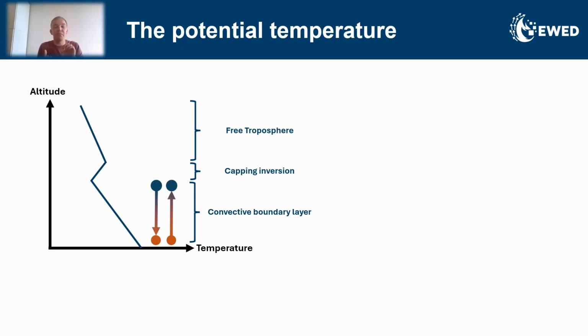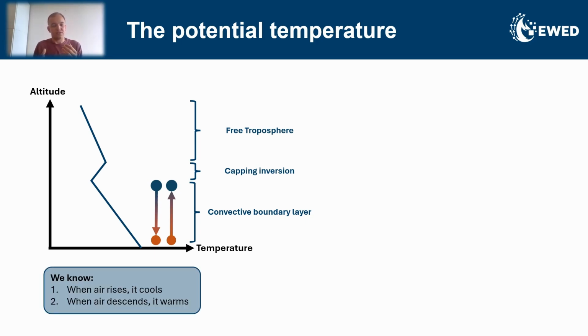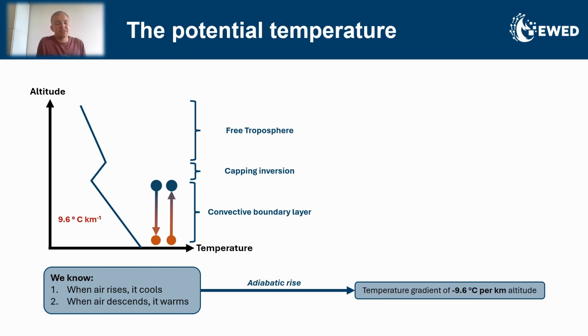Here we have this constant mixing of warm air parcels that move upwards, while colder air parcels move downwards. And we know that in this convective boundary layer, when these air parcels rise, they cool down, and when they descend, they warm. If we only consider these two processes, then that is what we call adiabatic rise of parcels. That is generally what we assume is true for the convective boundary layer, that parcels only cool when rising and only warm when descending. And with this adiabatic rise, we get a temperature gradient of approximately minus 9.6 degrees Celsius per kilometer altitude.